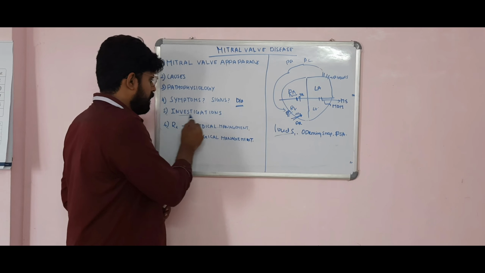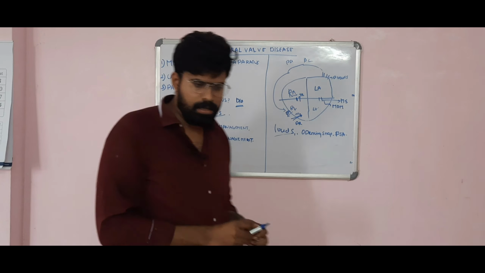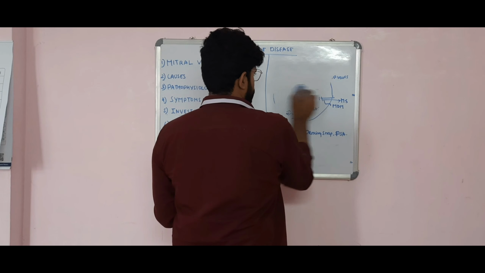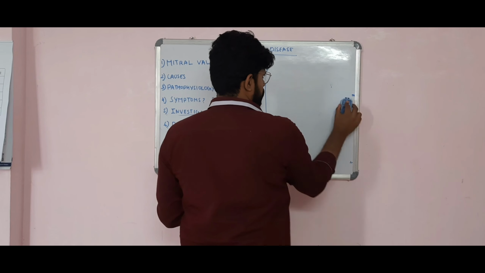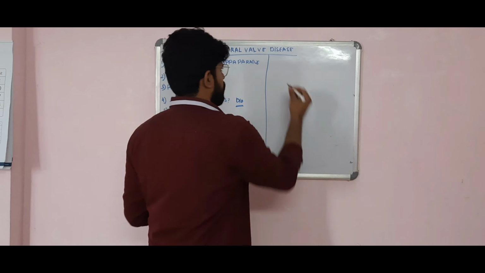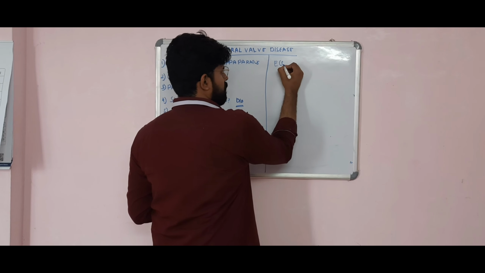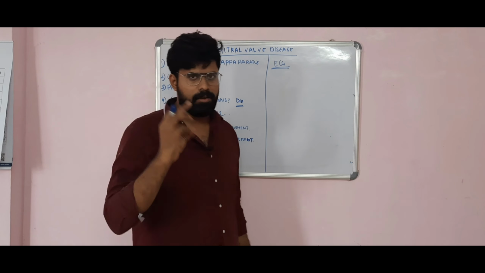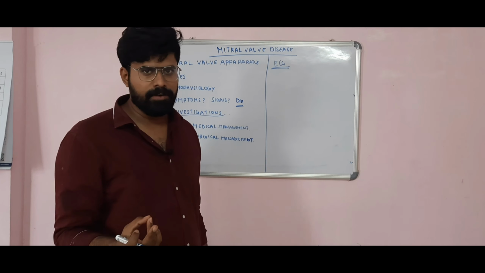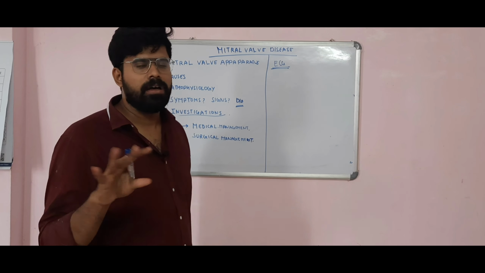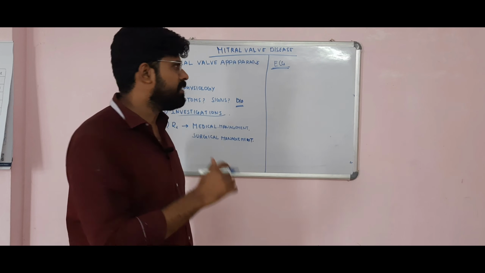How do you investigate a patient with mitral stenosis? ECG. As we know, what are the changes that occur in mitral stenosis? There will be left atrial enlargement, right ventricular hypertrophy and right atrial enlargement, and there can be atrial fibrillation. These four changes will be seen in an ECG.